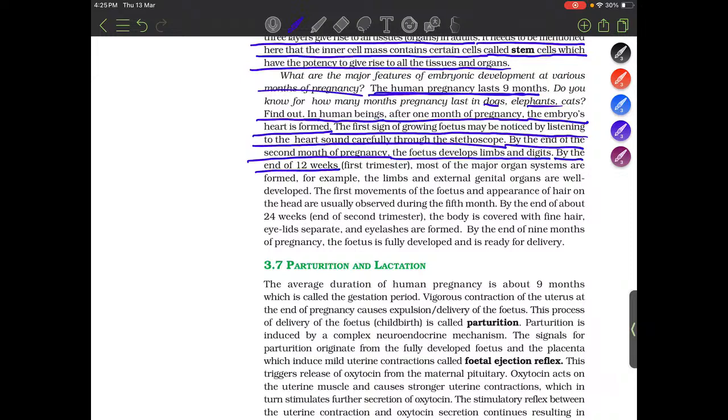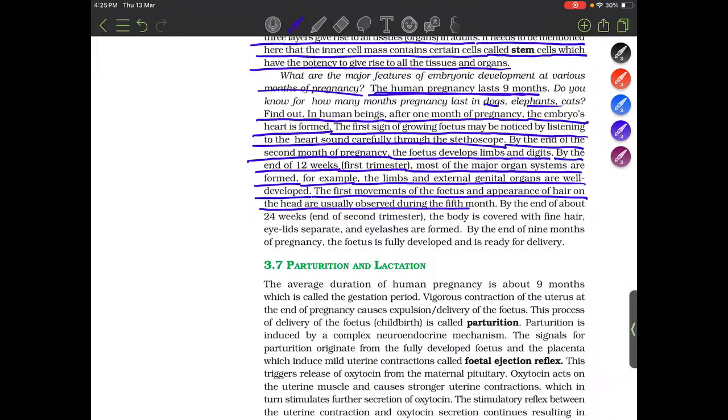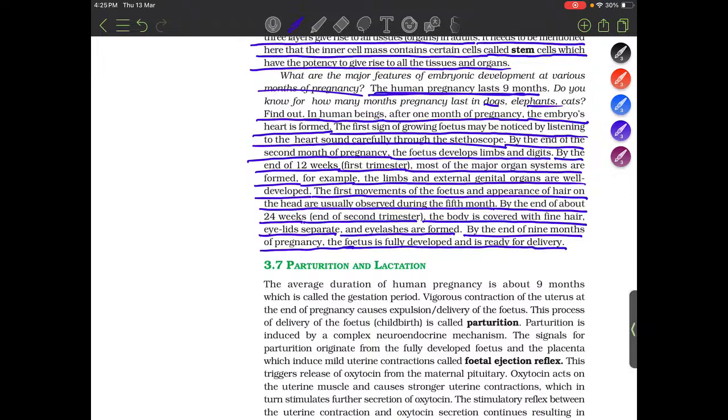By the end of 12 weeks, the first trimester, most of the major organ systems are formed. For example, the limbs and external genital organs are well developed. The first movement of the fetus and appearance of hair on the head are usually observed during the 5th month. By the end of about 24 weeks, the end of the second trimester, the body is covered with fine hair, eyelids separate, and eyelashes are formed. By the end of 9 months of pregnancy, the fetus is fully developed and ready for delivery.